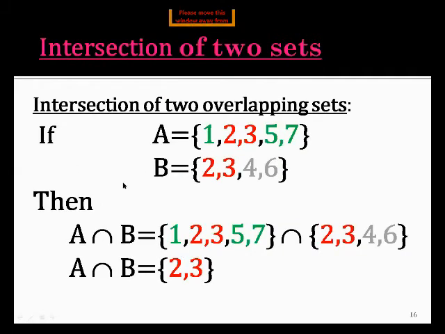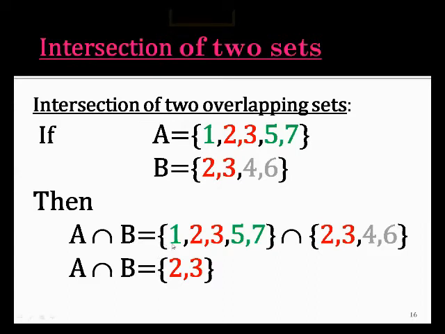Intersection of two overlapping sets. If we have a set A equals 1, 2, 3, 5, and 7, and a set B equals 2, 3, 4, and 6, how do we define the intersection between the two overlapping sets? As you see, students, these two sets are overlapping, because at least one element is common in both sets. Here we have two elements common in both sets, which are 2 and 3. 1, 5, and 7 are different from set B, and 4 and 6 are different from set A. Such sets are overlapping sets.